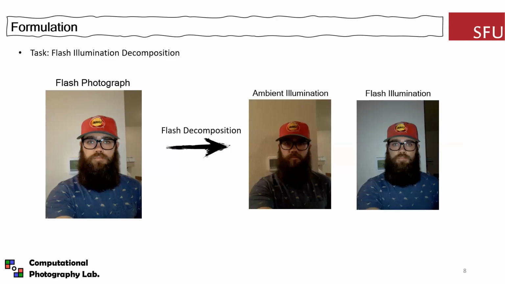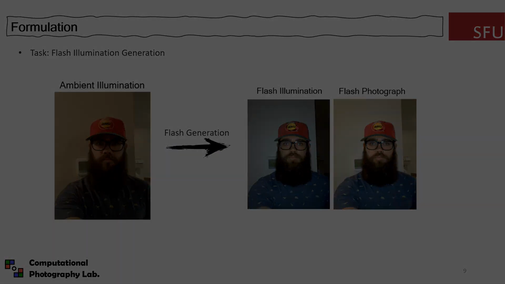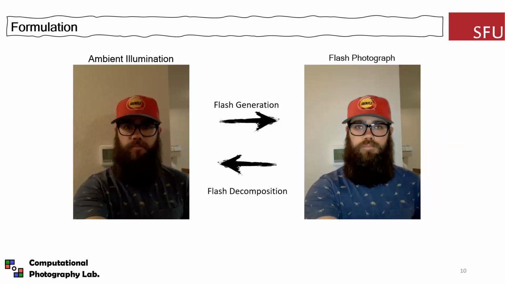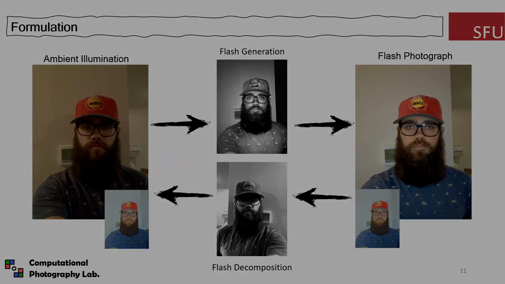Flash decomposition can be defined as ambient illumination prediction or flash illumination prediction from a flash photograph, while flash generation is defined as predicting flash illumination or flash photograph from an ambient image. So we define two inverse tasks, and we can also formulate these two tasks in terms of shading predictions. Now let's take a look at prior work in this field.